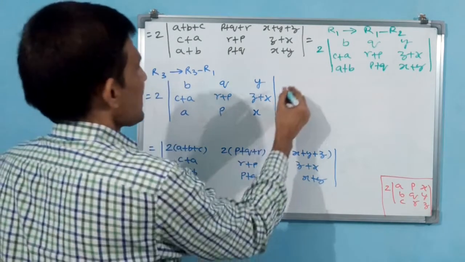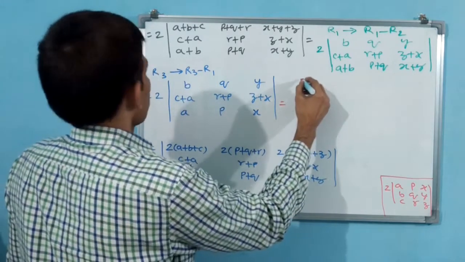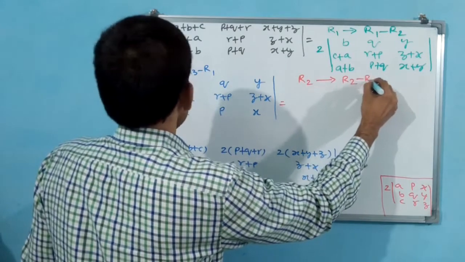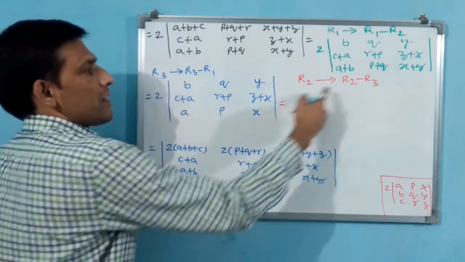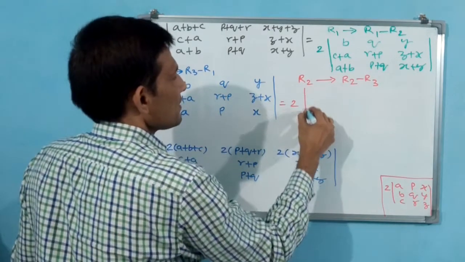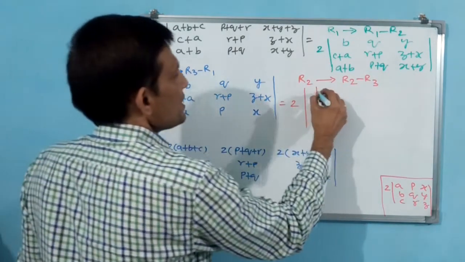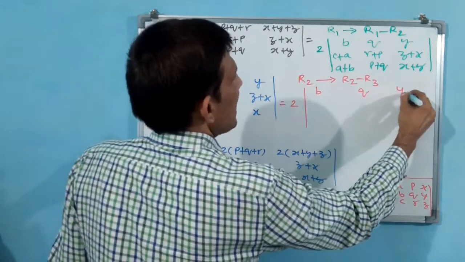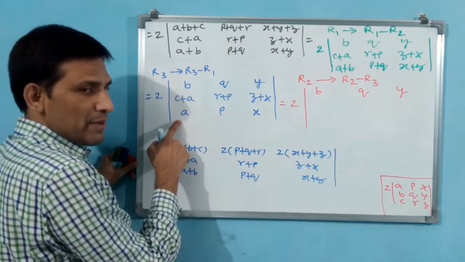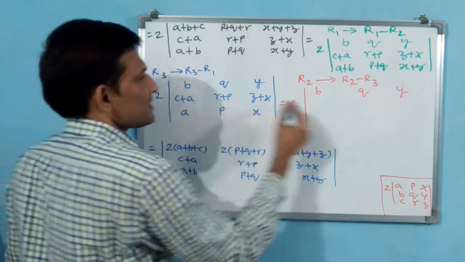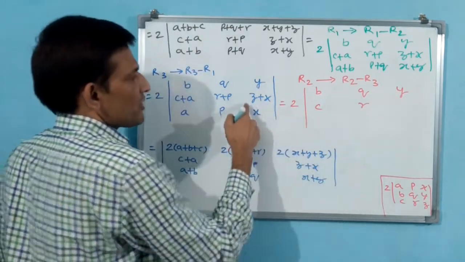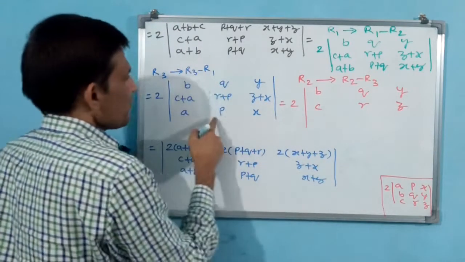Write down what I am writing, you see. That is equal to, R2 is changing. Okay, what is that change? R2 minus R3. R2 minus R3 you are doing and writing in R2. Okay, first you write outside 2. R1 is changed? No. B, Q, Y. R2, yes, R2 changes. What is the change? R2 minus R3. C plus A minus A, the A plus A minus A is going to get cancelled. C will come. P is going to get cancelled, R will come. X is going to get cancelled, Z will come. Okay, A, P, X will be the same.